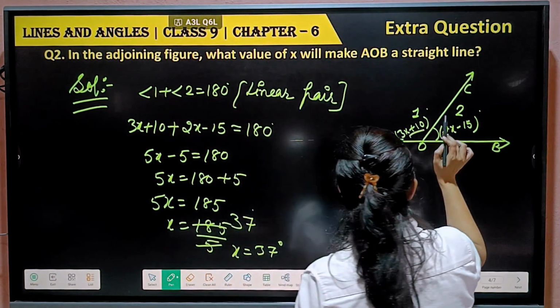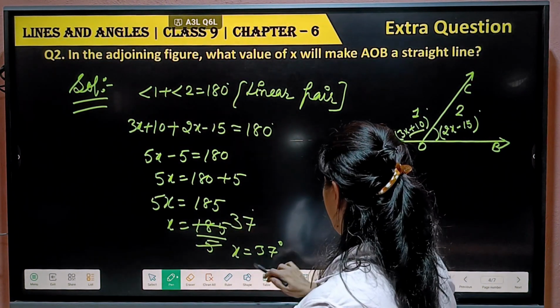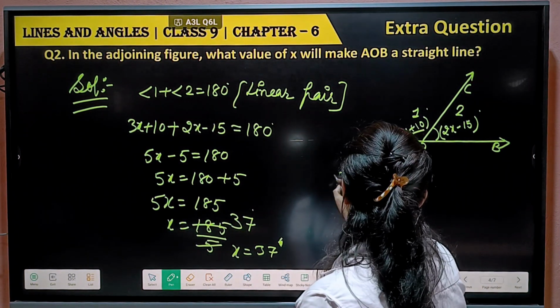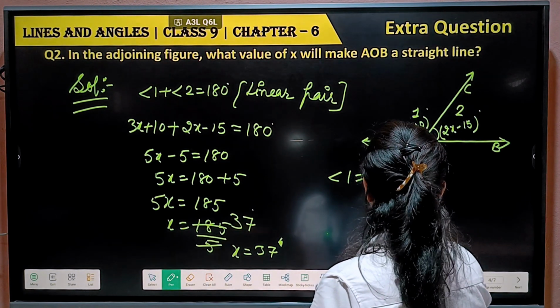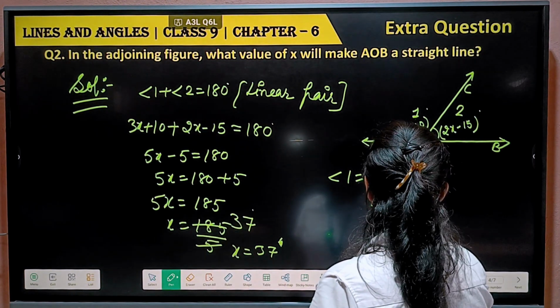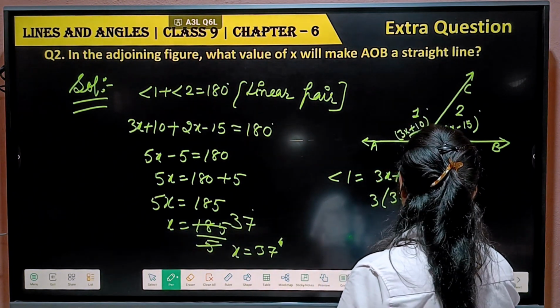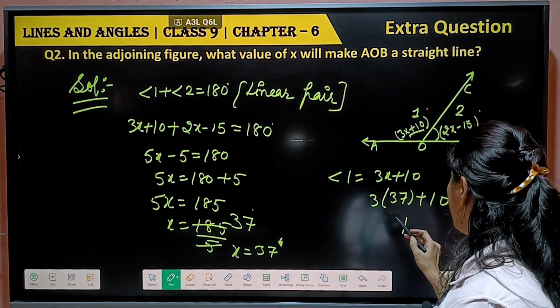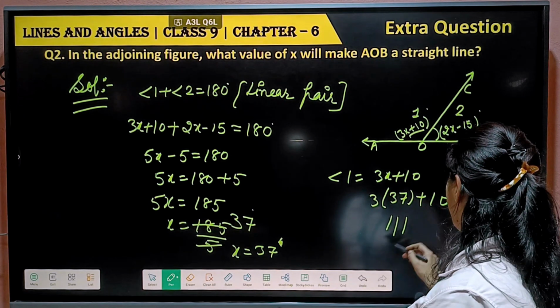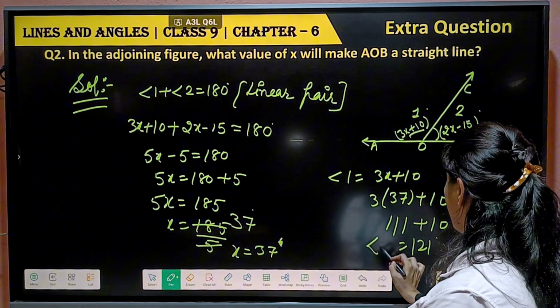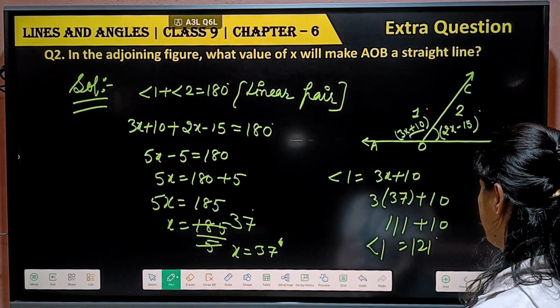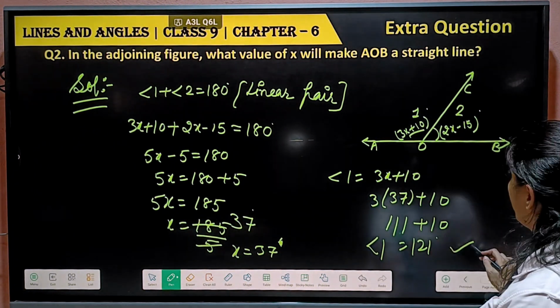Now put this x value in angle 1 and angle 2, it is not in degrees, right? So angle 1 is equal to 3x plus 10. Put the x value here, 3 into 37 plus 10. 7 3s are 21, 3 3s are 9, 10, 11. 111 plus 10 is 121 degrees, that is angle 1, right?